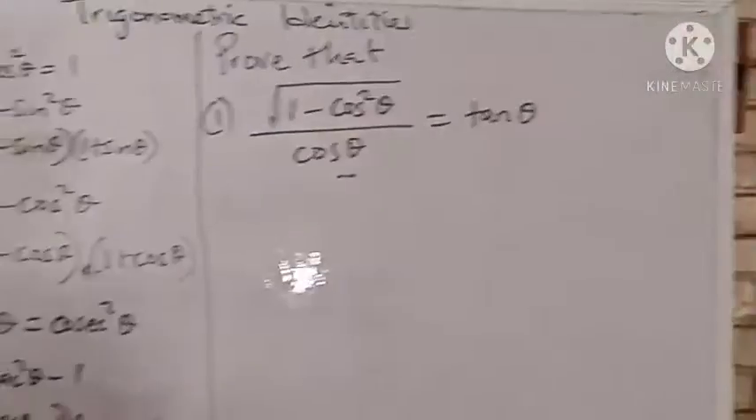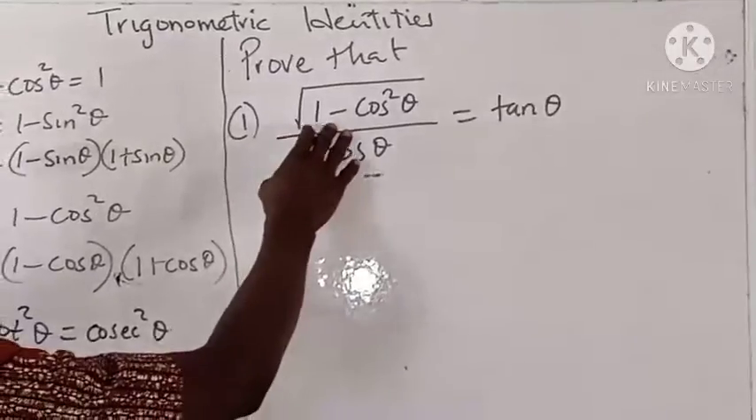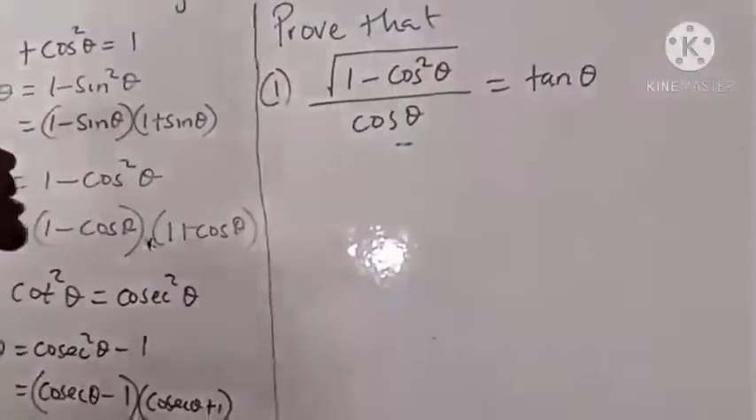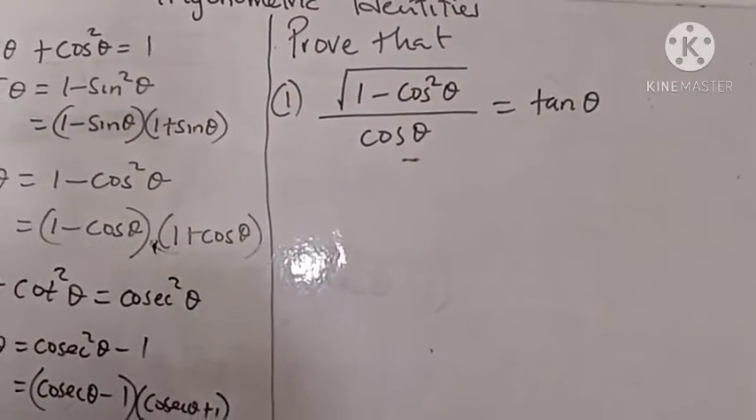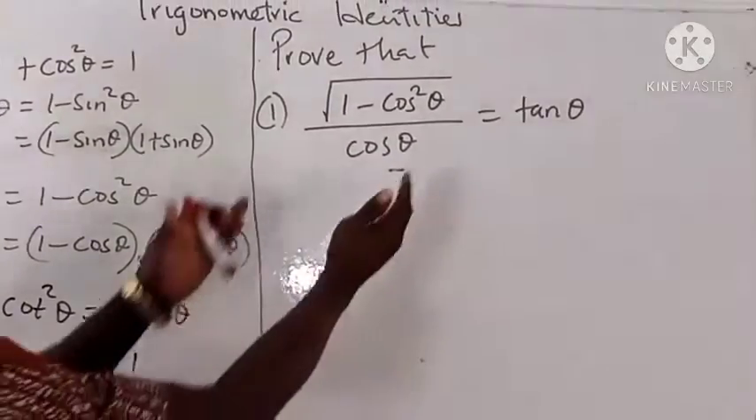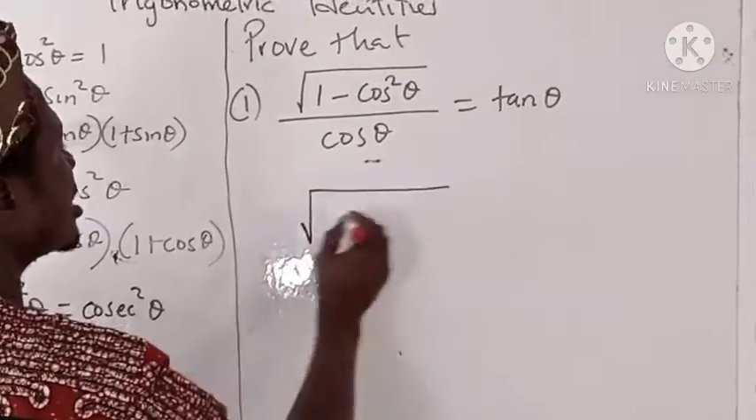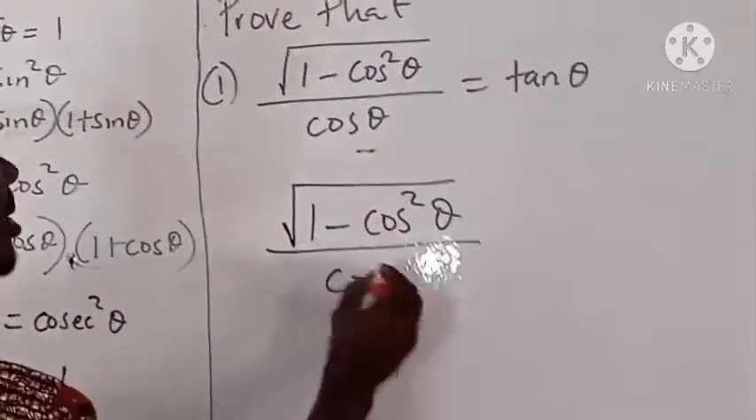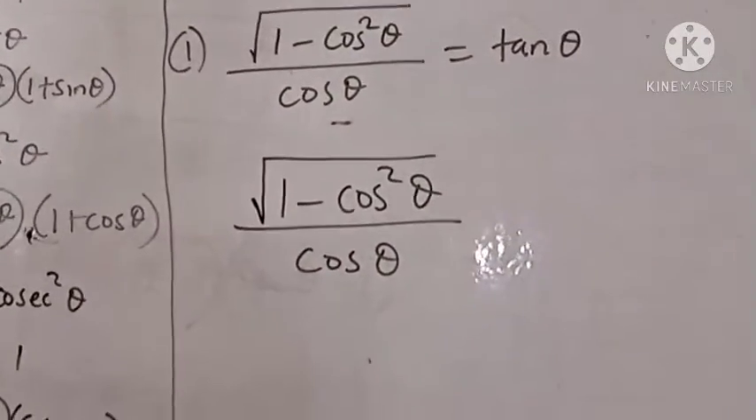The first problem states, prove that square root of 1 minus cos square theta over cos theta gives tan theta. This is a problem posed. Generally, in proofs of this form, you start your solution from the left-hand side. So in trying to solve this, all I need to solve is square root of 1 minus cos square theta over cos theta. So all I need to do is go back to my identity checks.